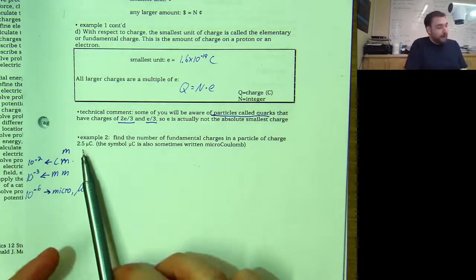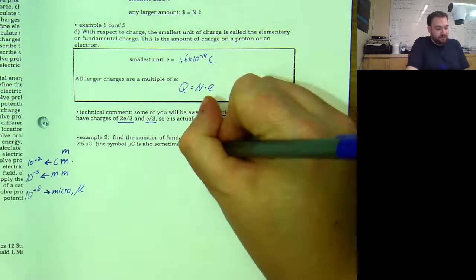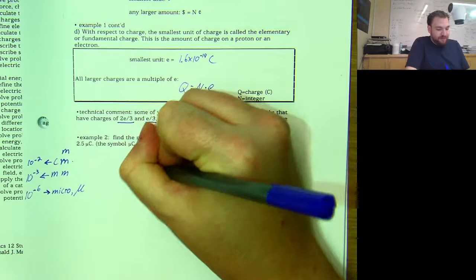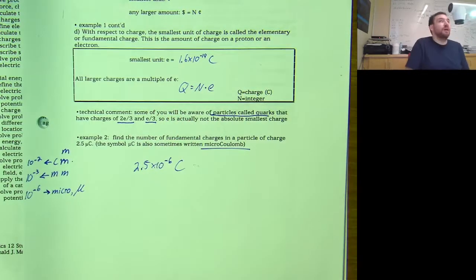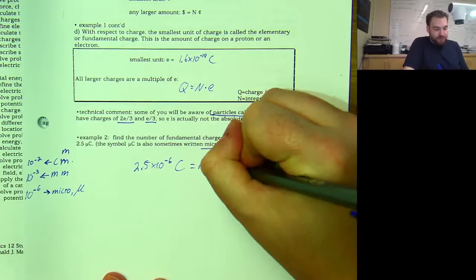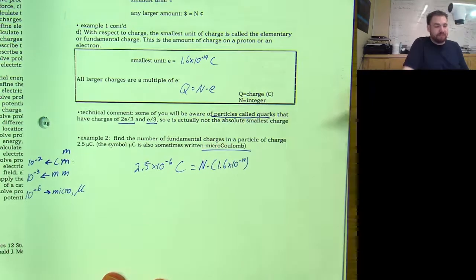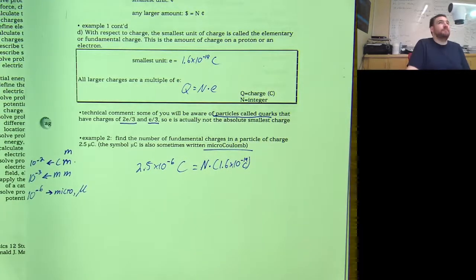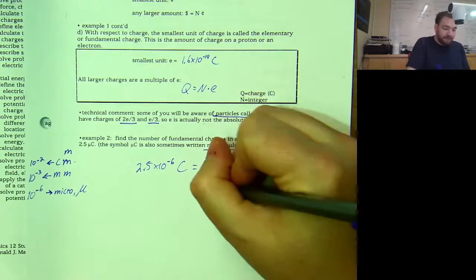So if I have 2.5 microcoulombs, that is how I would read this. This is 2.5 times 10 to the negative 6 coulombs, and that's going to equal some number, n, times the elementary charge, 1.6 times 10 to the negative 19 coulombs. So what's 2.5 times 10 to the negative 6 divided by 1.6 times 10 to the negative 19? That's going to give us our value for n.